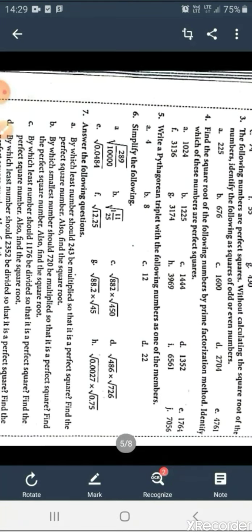Write a Pythagorean triplet with the following numbers as one of the members. You will find the Pythagorean triplets. So first of all we will find the Pythagorean triplet for 4, and all remaining parts you will do yourself. The question is 4, and you will find the Pythagorean triplet. So let 2m equal 4, so m is equal to 2.